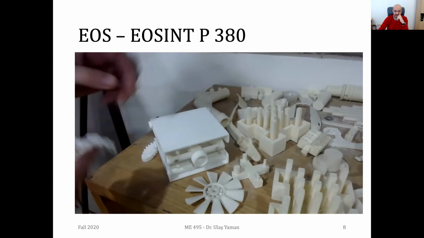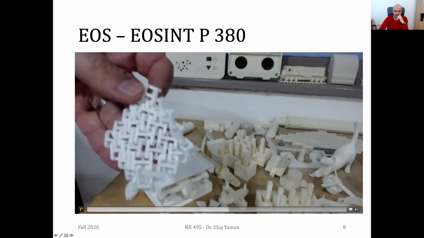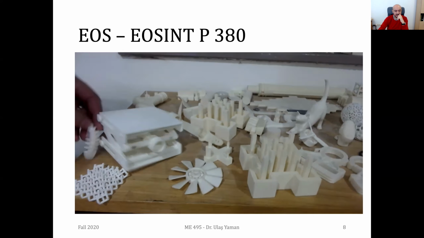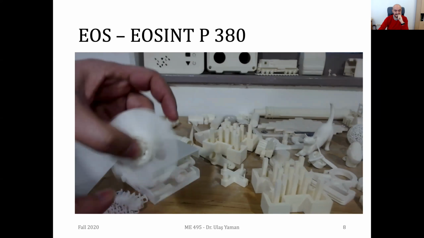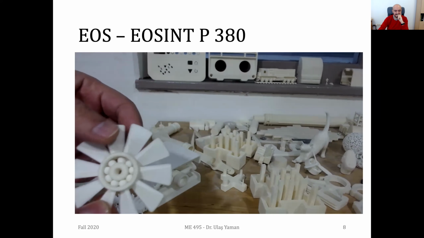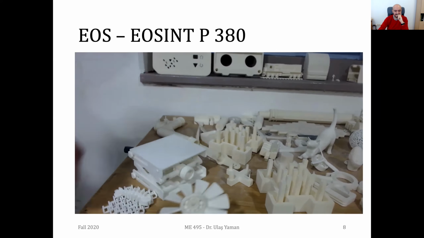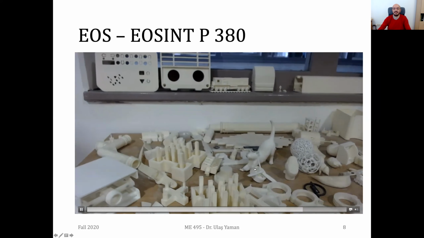Even such complicated parts can be fabricated in the same batch. We have such moving fishes around. And we have another rotating part. You can see the bearing inside. And we have many other example parts printed here.